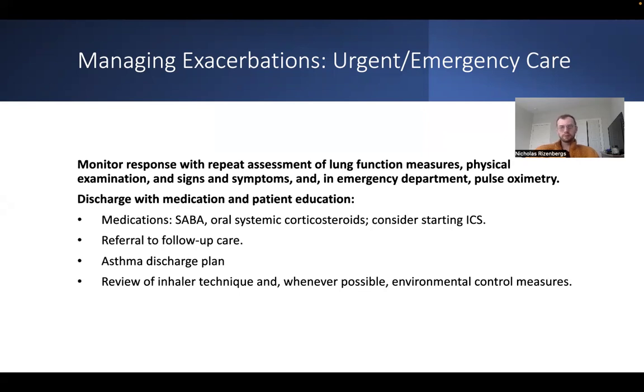Have an asthma discharge plan. That's like the action plan. What we want to do going forward, what we need for them to do to be monitoring their own symptoms and their own asthma, and review of inhaler technique whenever possible, environmental control measures. A lot of this stuff is just having to prevent what's going on. Make sure you're taking your medication effectively, reviewing that you are taking it the right way, your technique is right, and knowing that you are avoiding any environments that are going to cause you to have an exacerbation.